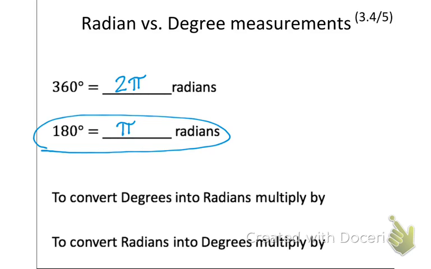So if we know what the degree is, we need to multiply by pi radians over 180 degrees. Similarly, if we want to convert radians into degrees, we are going to multiply by 180 degrees over pi radians. So the nice thing is we are just multiplying by the conversion rate.